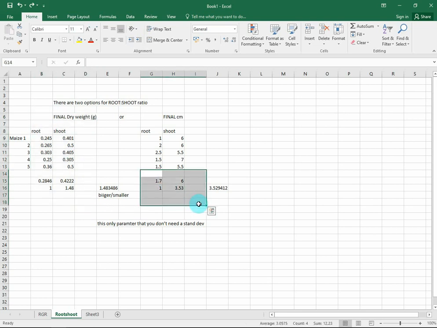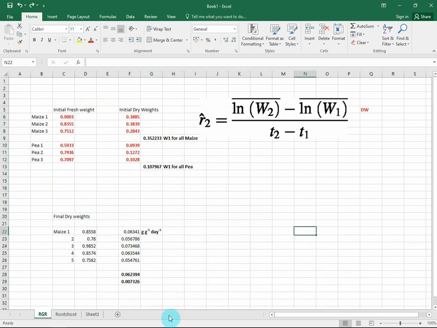That's an imbalance in information. So for dry weights, you can refer to carbon. For root shoots of final centimeters, it would be more appropriate for you to say things like more resources were allocated to the shoots, and the shoots were almost 4 times bigger than the roots. So that's the root shoot ratio, very easy. Only parameter you won't need is standard deviation.